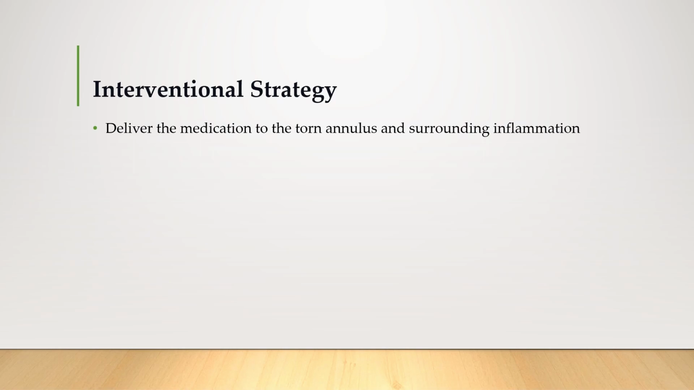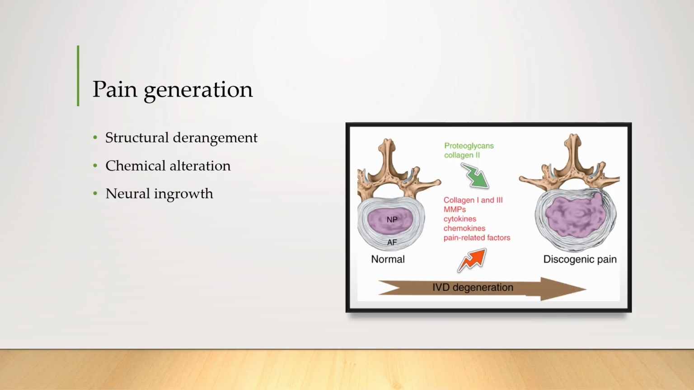Interventional strategy. Delivering the medication to the torn annulus and surrounding inflammation is the goal of injectional interventional treatment. I opted for a transforaminal injection for this patient using the infraneural retrodiscal approach. The injection comprised 30 mg of triamcinolone, hypertonic dextrose solution, and 30 units of Botox. This targeted technique is aimed at the anterior surface of the torn annulus.